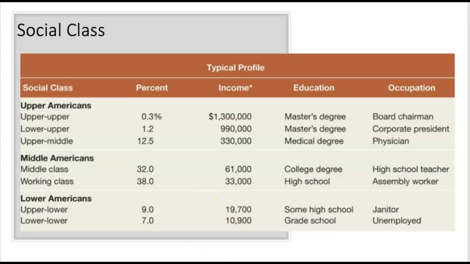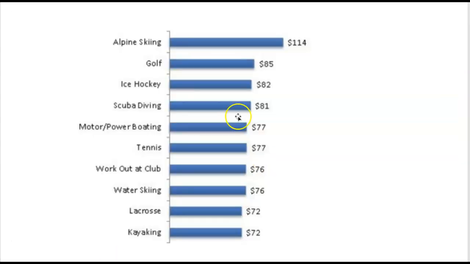Social classes have an impact on sports participation. So look at all those sports. They say the average cost for participating in ice skating is $114, right? Golf is $85, lacrosse $72. Those sports are pretty expensive, right? For people from the upper classes, because they have the resources and enough money to support them, they can participate in a lot of different sports.